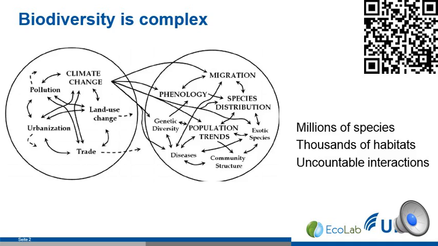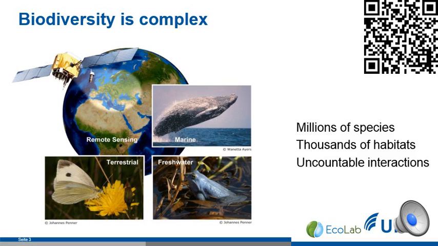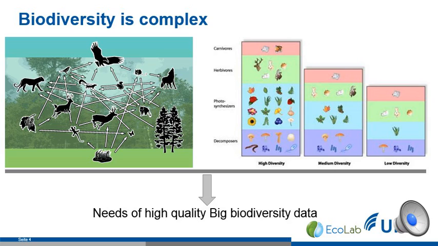How are the different species interacting? What does high diversity do to this interaction, and what does low diversity do to it? And we don't only want to do it in one small place, we want to do that globally. So what we need is high quality, big biodiversity data.